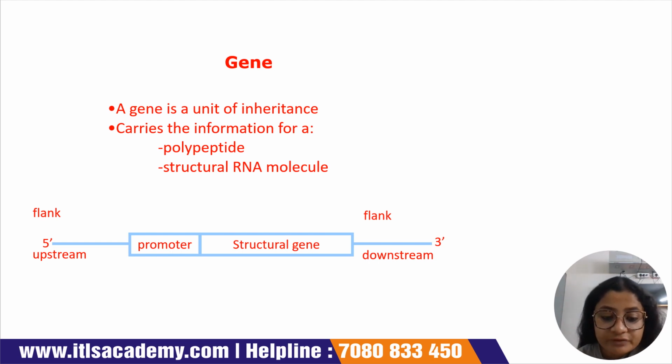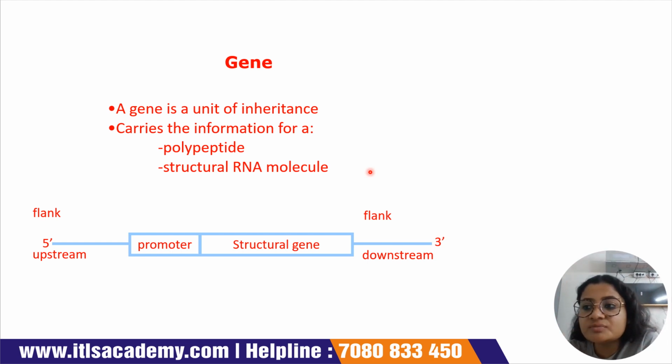So in this session we will be starting with the concept of gene. Now what is gene? Genes are present on the chromosome, and DNA are many such chromosomes together. So DNA is basically the highly condensed form of chromosome, and chromosome is basically the highly condensed form of gene. And what is gene? It is a unit of inheritance, and it carries the information for a polypeptide chain and for the structural RNA molecule.